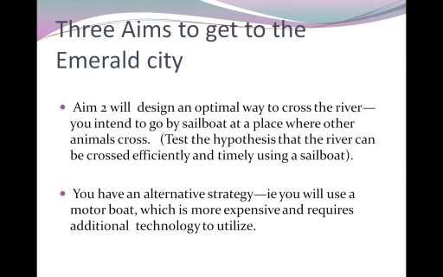So then aim 2 is going to design an optimal way to cross the river. And you're going to take a stand. You intend to go by sailboat at a place where other animals cross. So you're going to test the hypothesis that the river can be crossed efficiently and timely using a sailboat. But you're also going to have an alternative strategy, because you will use a motorboat as an alternative. The caveat being that it's more expensive and requires additional technology to utilize.